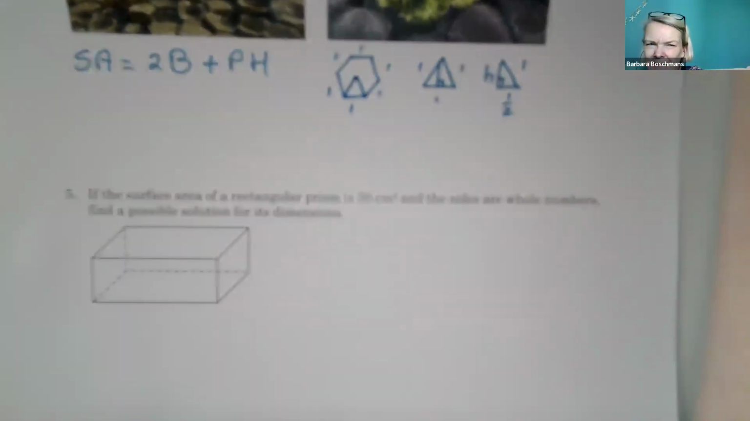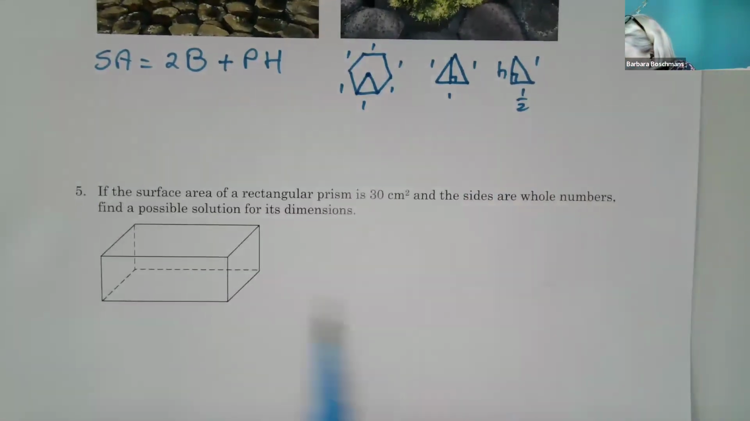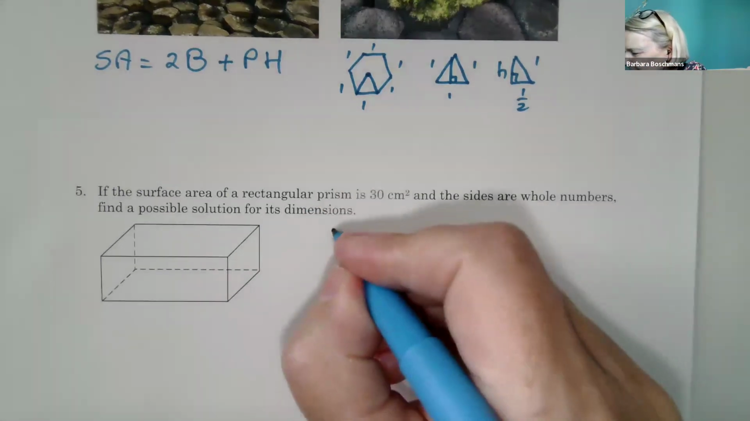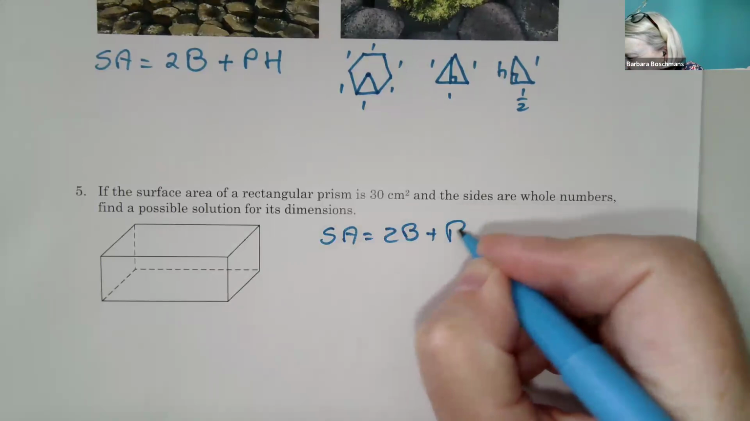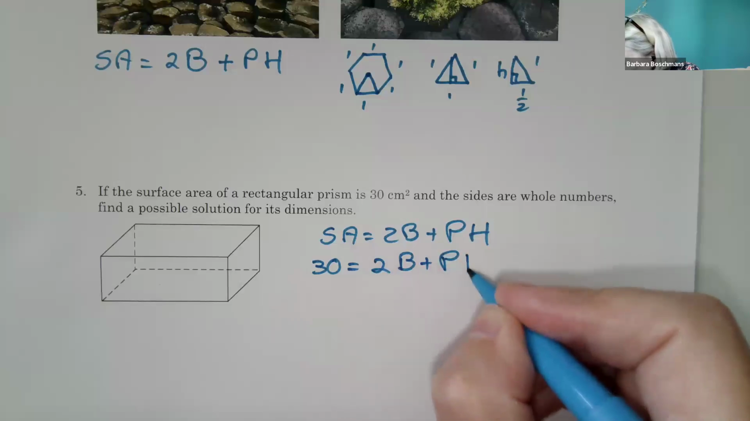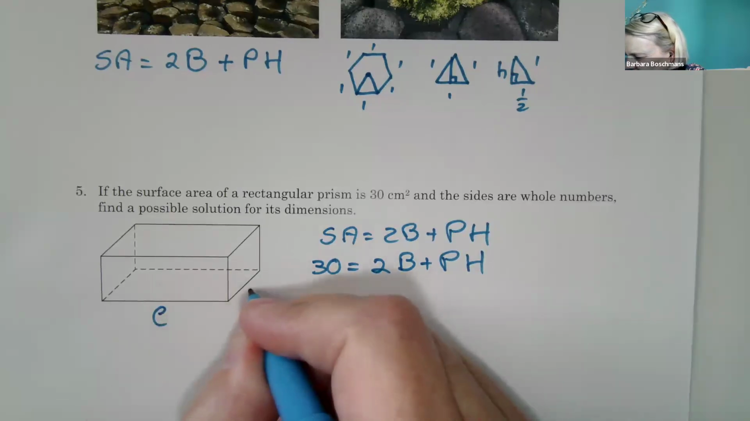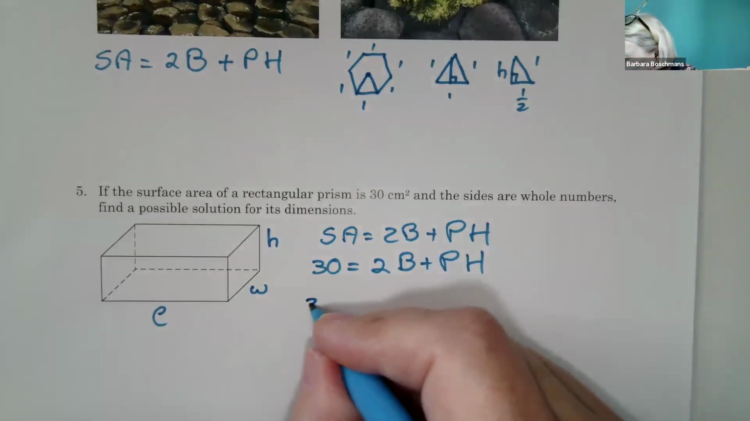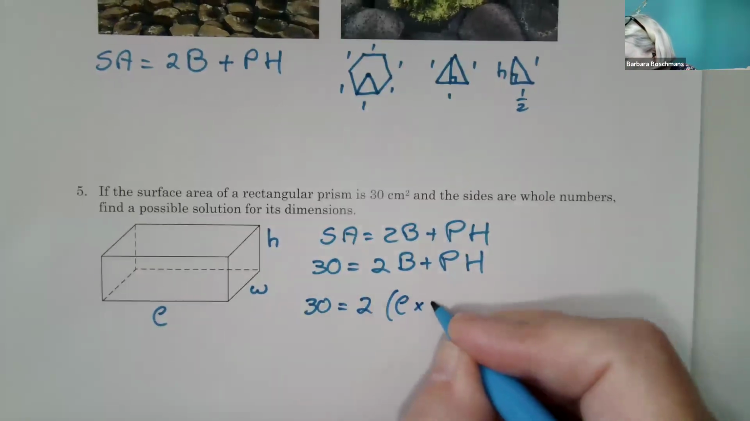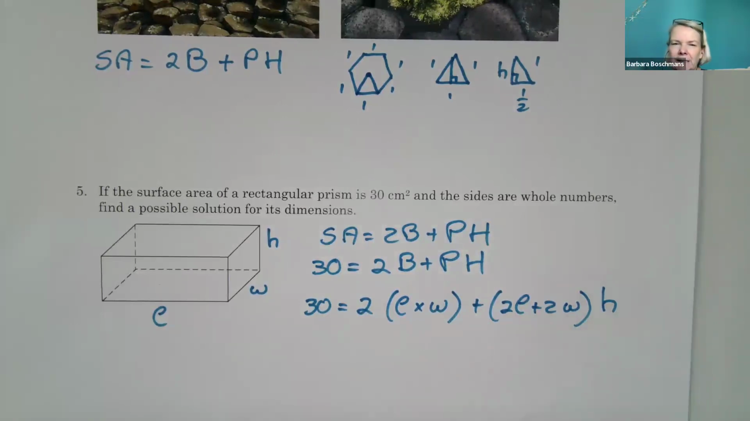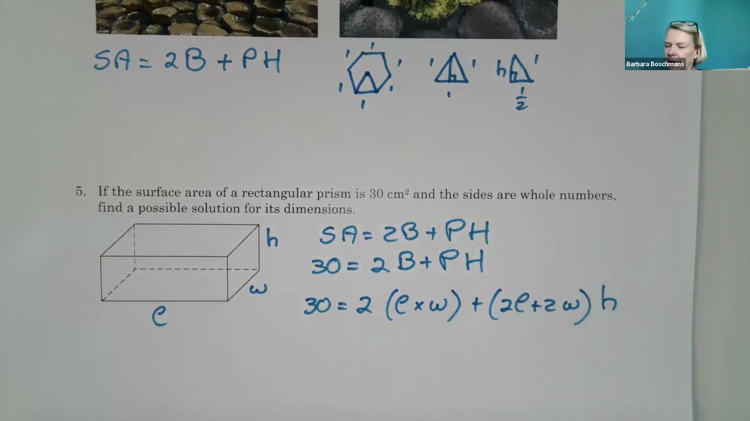Okay, one more. Number 5. If the surface area of a rectangular prism is 30 centimeters squared and the sides are whole numbers, find possible solutions for the dimensions. Surface area is equal to 30. So let's maybe do it in terms of length and width and height. So it's a rectangular prism. 30 is 2 times the base, that's 2 times the length plus 2 times the width, plus the perimeter times the height. You want to figure out whole number answers for L, W, and H that will give you 30 centimeters squared as the surface area.